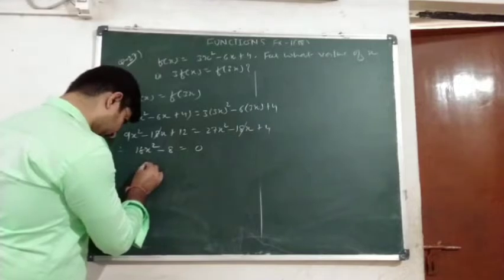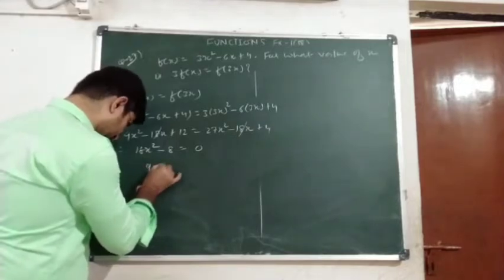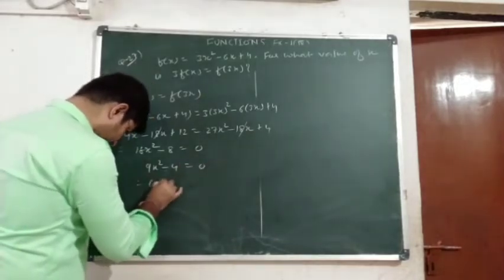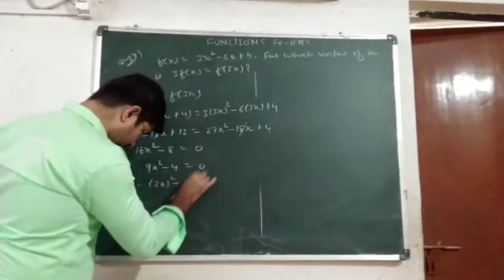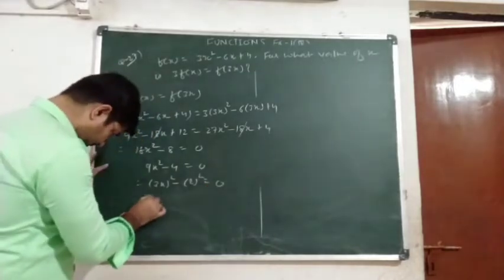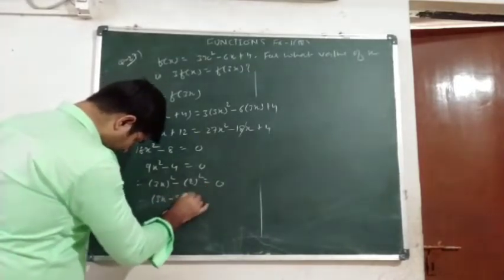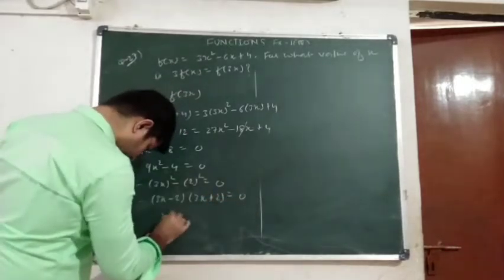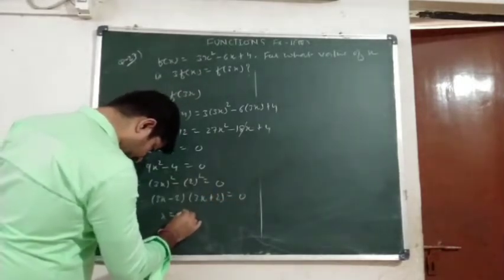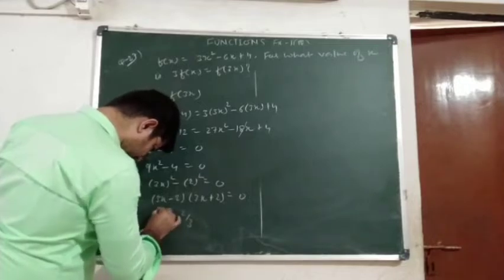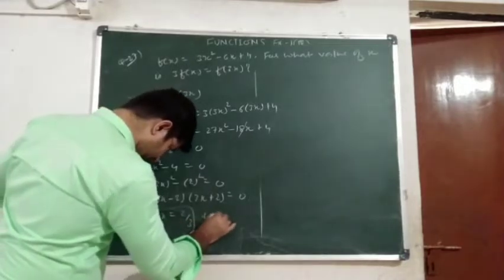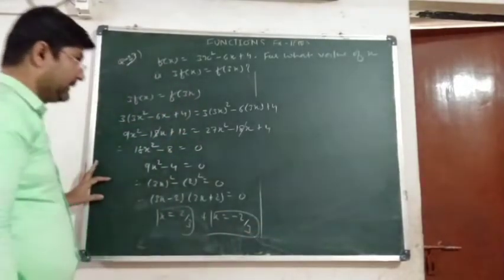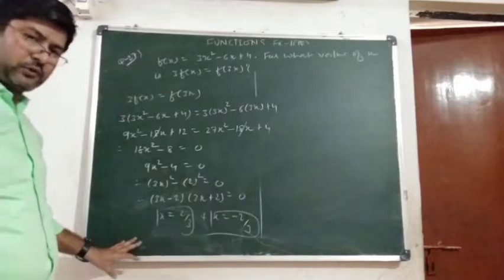Okay, so now let us simplify. So 2 can be taken common. So we have 9x square minus 4 is equal to 0. Therefore 3x the whole square minus 2 the whole square is equal to 0. Therefore 3x minus 2 into 3x plus 2, and therefore 2 values of x we will get, x is equal to 2 by 3 and x is equal to minus 2 by 3. Please note down.